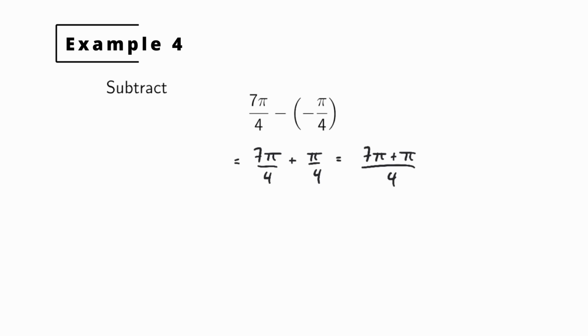And so 7 pi plus pi is 8 pi, right? 7 pi plus 1 pi over 4. And now we have a common factor of 4 in the numerator and denominator, so we can cancel that out. That'll leave us the 1 in the denominator and a 2 in the numerator, so this becomes 2 pi.